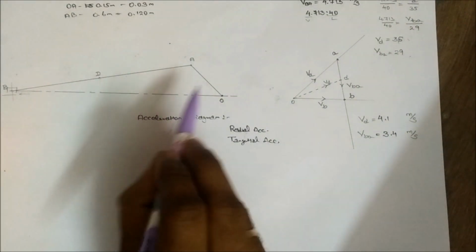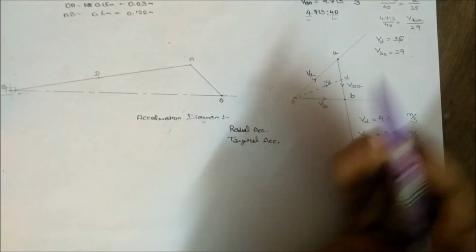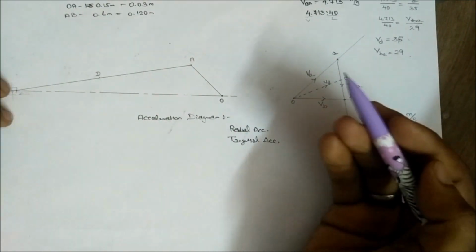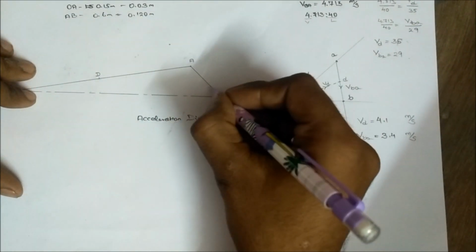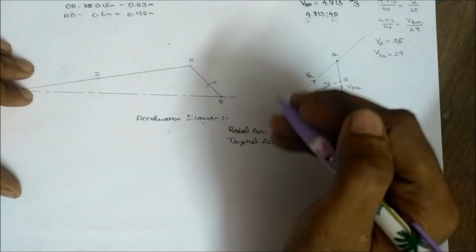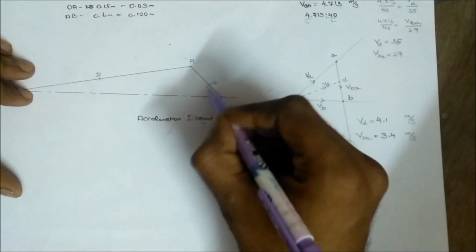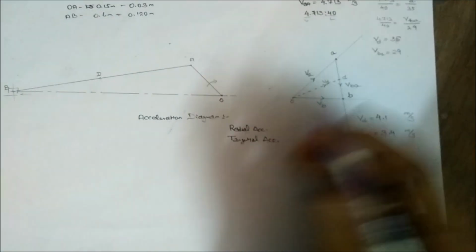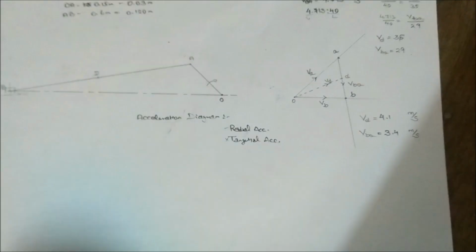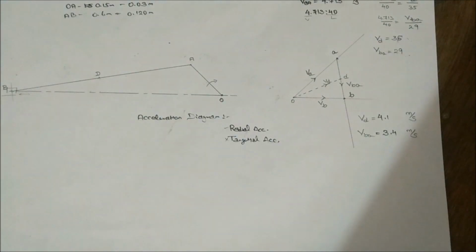The first thing is, we are seeing the crank OA. Now this OA will have radial acceleration and tangential acceleration. Since the link OA is rotating at a constant speed, as told in the question itself, whenever it is rotating at a constant speed, there will be no tangential acceleration; only radial acceleration will be available. So we need to find out the radial acceleration of the link. With that we can draw the acceleration diagram.